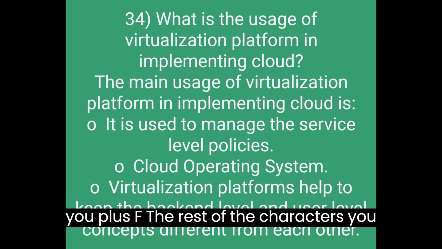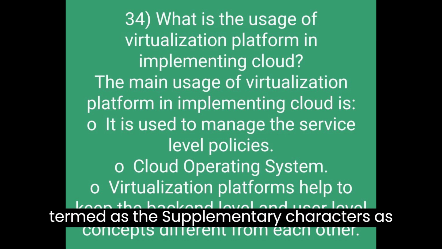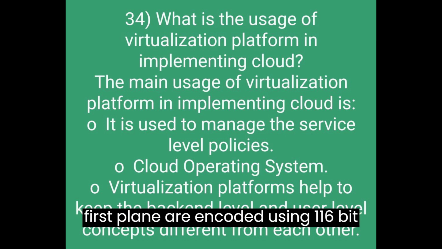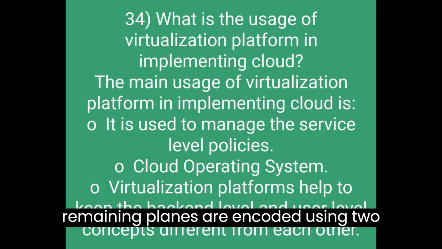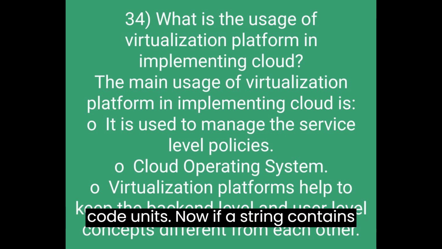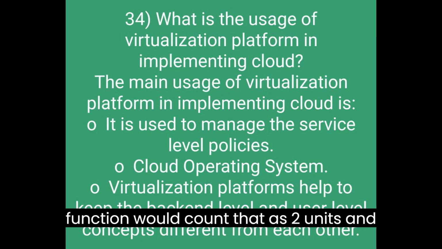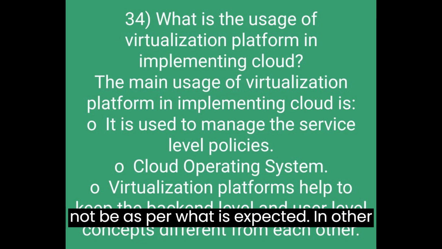The rest of the characters, U+10000 to U+10FFFF, were termed as the supplementary characters as they were contained in the remaining planes. The code points from the first plane are encoded using one 16-bit code unit. The code points from the remaining planes are encoded using two code units. Now if a string contains supplementary characters, the length function would count that as 2 units, and the result of the length function would not be as per what is expected.